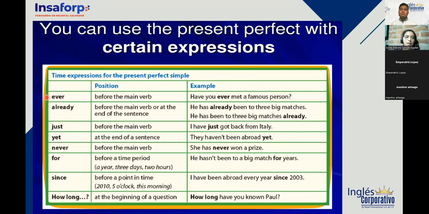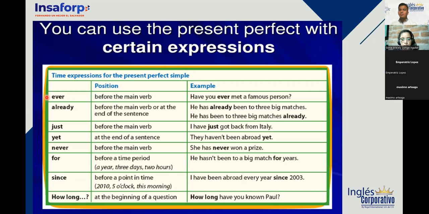Ever. Position: before the main verb. Example: have you ever met a famous person? Have you ever met a famous person? So the time expression ever is always going to be used for questions. In the British accent, it can also be possible to use it in the negatives, but in American English, no.